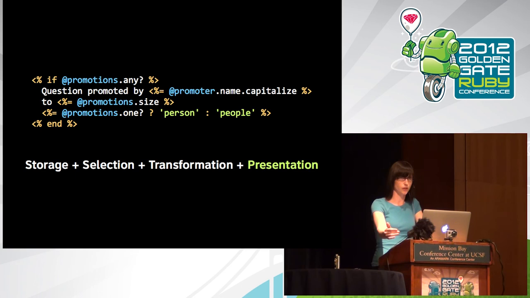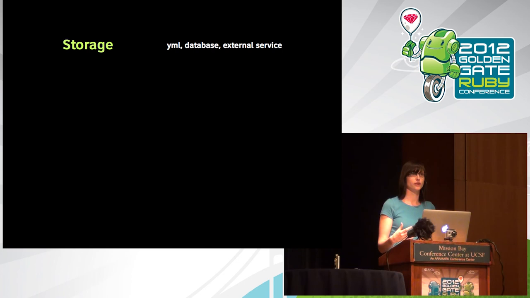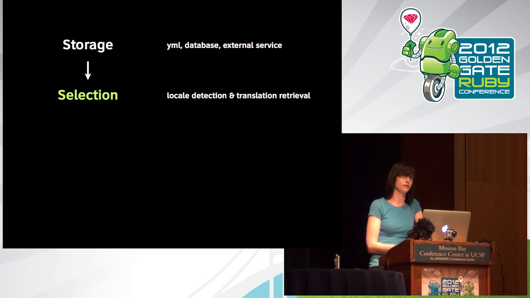It's all in one file. So what internationalization does for you is it enforces this nice stratification. So suddenly your language content has to be stored separately, whether that's in YAML files, a database, or some external service. Selection is just a matter of locale detection and then pulling, you know, the appropriate translations depending on that locale.